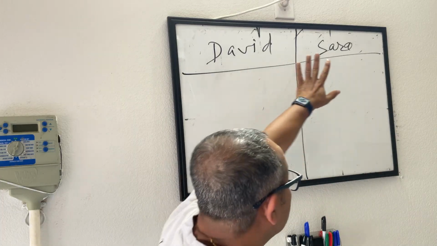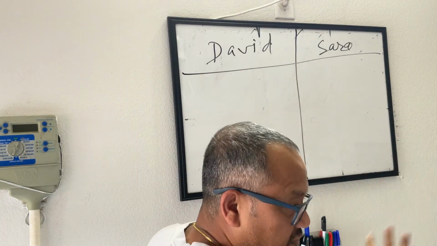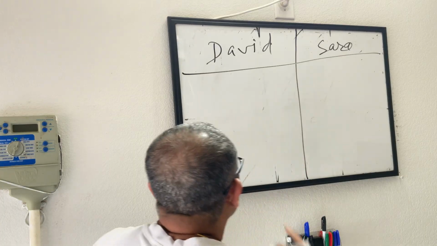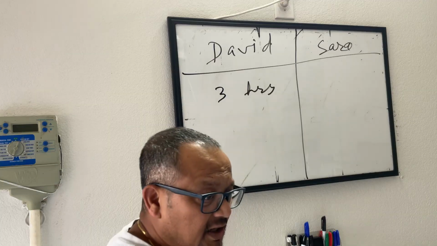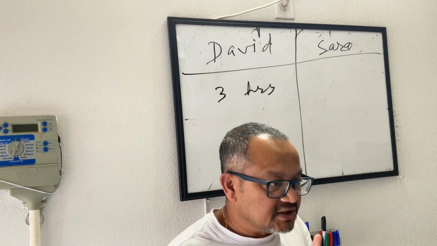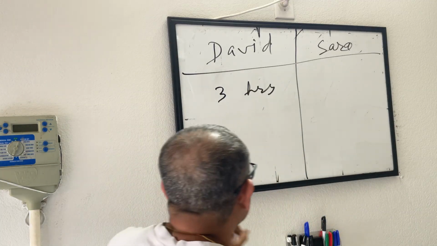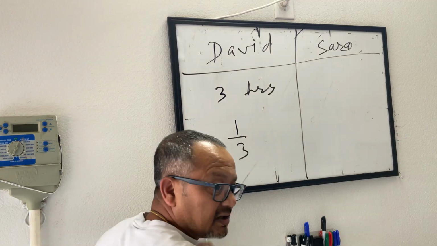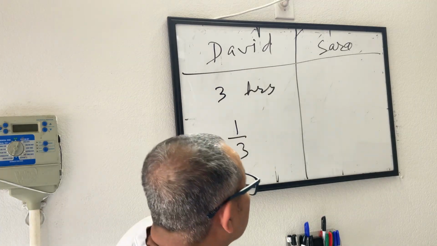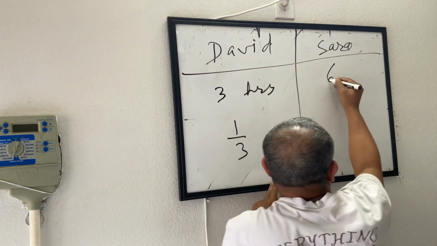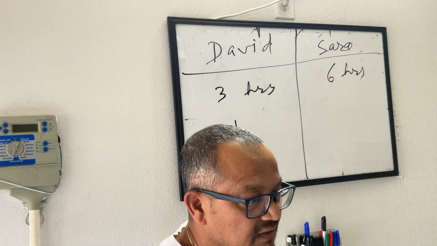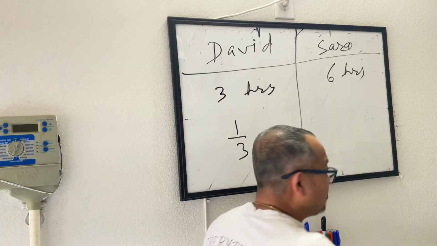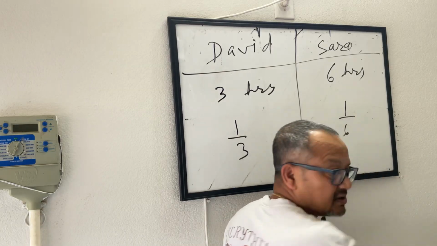So David and Sarah are two people trying to paint the wall. So David takes 3 hours. So how much of the work he does in 1 hour? 1/3. Sarah does the same work in 6 hours. How much of the work she will finish in 1 hour? 1/6.